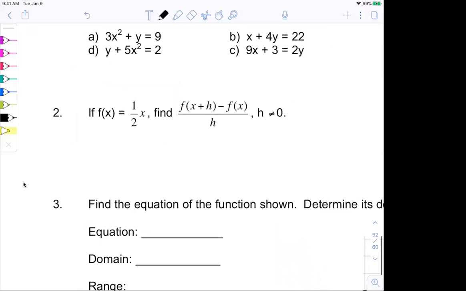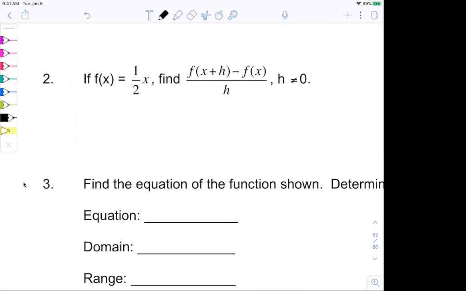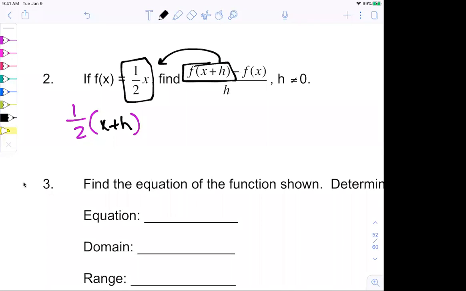In number 2, here is that difference quotient. There will definitely be a difference quotient problem on the test, and we'll continue to work with these. But just to start you off here, remember you're using the function and applying the difference quotient to the function. So I have 1/2 x. Well, x is now x plus h. That's what that first part means. So f of x plus h means use the function f and replace x with x plus h. Then I have to subtract f of x. Well, I'm subtracting f of x, which is 1/2 x, and then we're dividing by h.